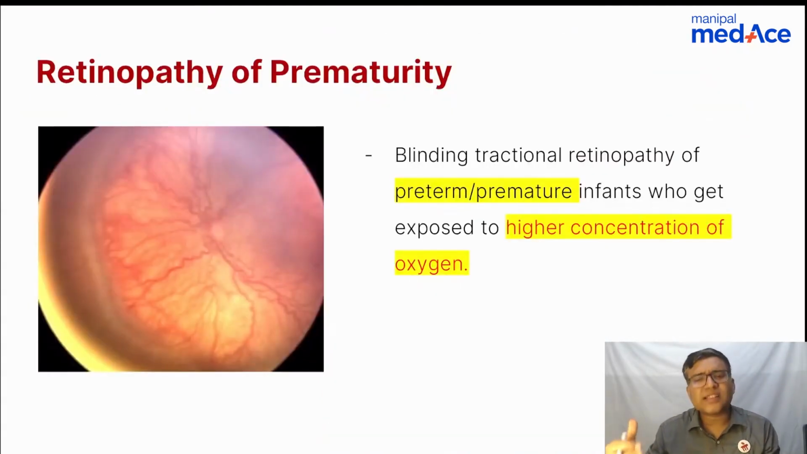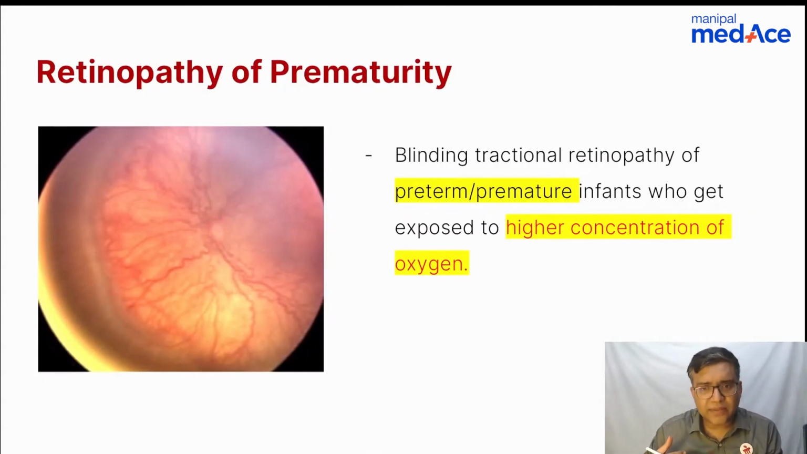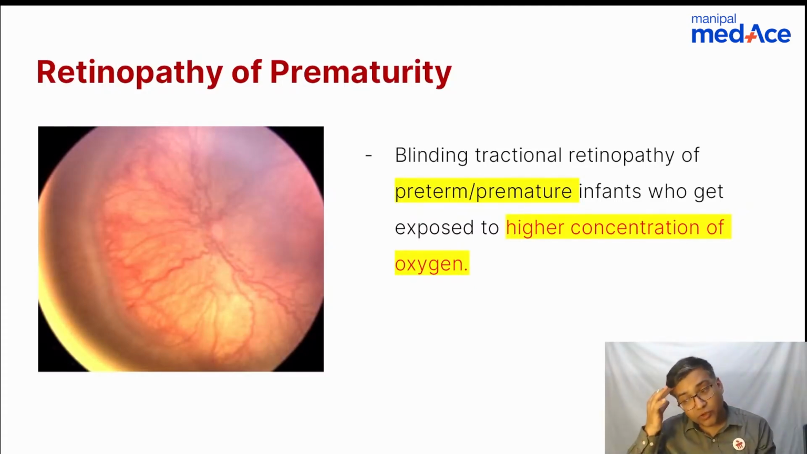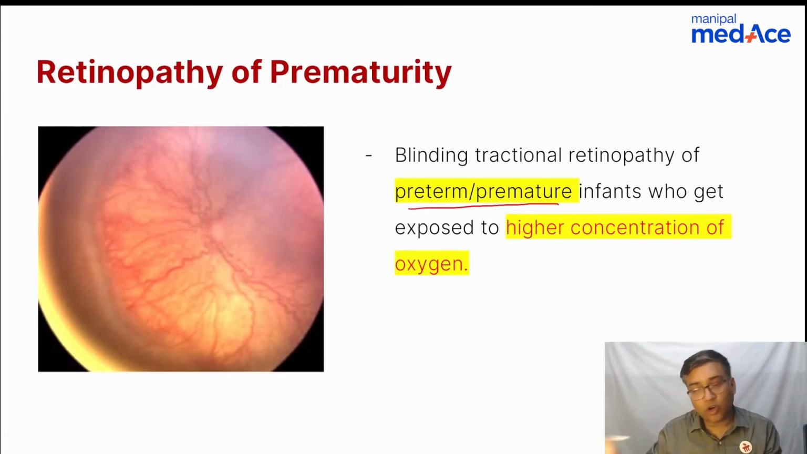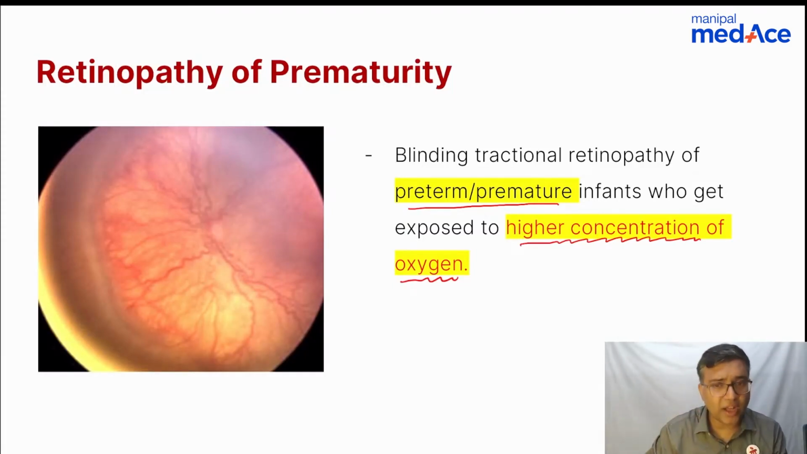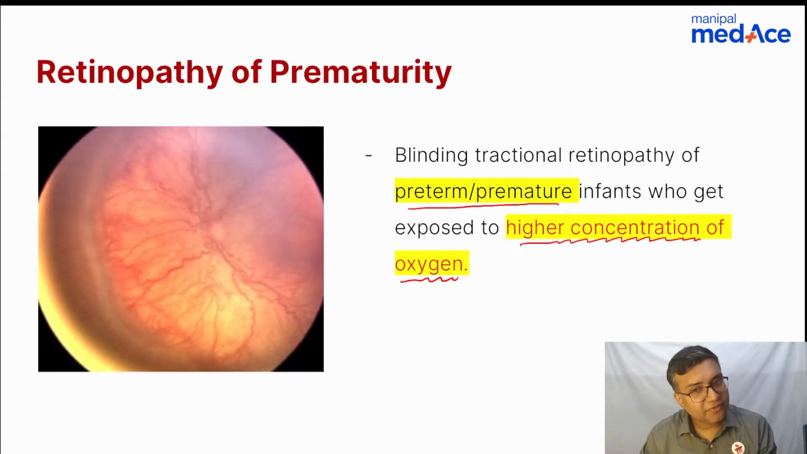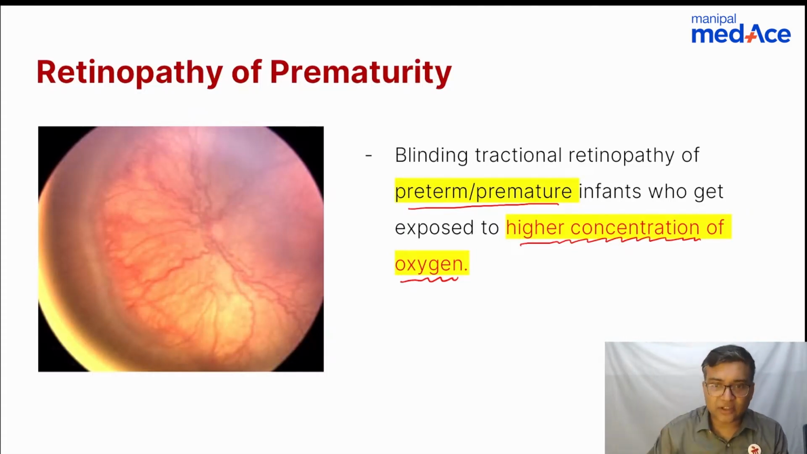Okay, now we go to some more image based questions, fundus based questions in ophthalmology. Sometimes they ask about retinopathy of prematurity as well. Whenever we talk about ROP, definitely these are preterm or premature infants. The second very important point is that these patients are exposed to a higher concentration of oxygen. The lungs have not developed and they are getting more oxygen than what was required. That basically causes the vasculopathy. So this is the basic concept of ROP.